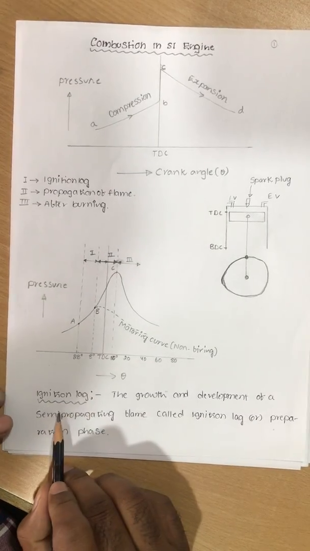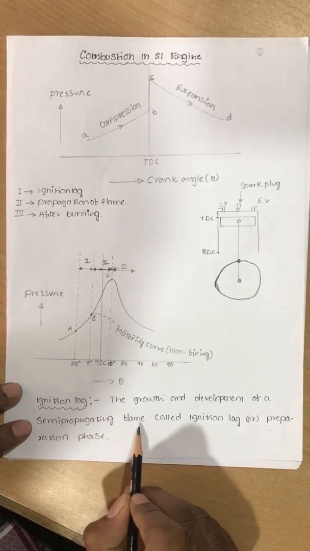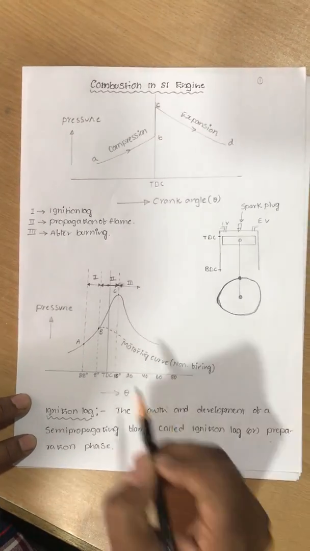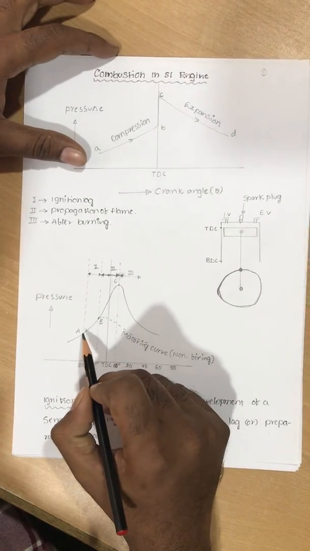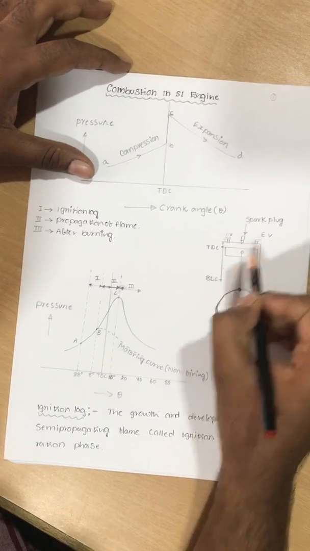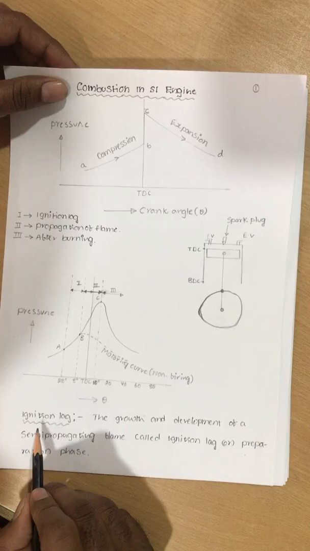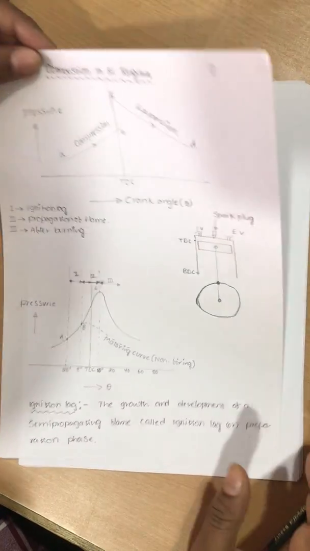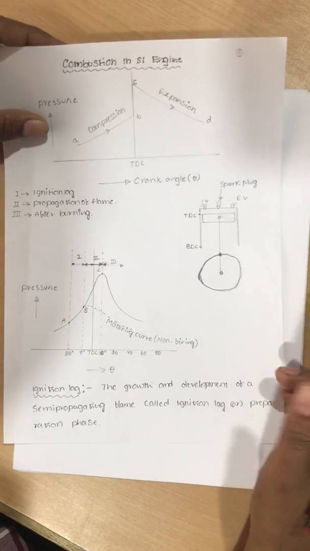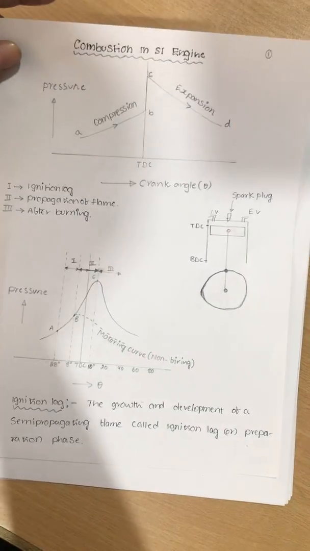Now ignition lag. What is meant by ignition lag? The first stage, the growth and development of a self-propagating flame, is called ignition lag, or we can simply call it a preparation phase. To make combustion, we need to prepare the mixture, to make a flame propagate through it. So for that stage we call it ignition lag. Ignition lag is nothing but the preparation phase or pre-flame reactions.